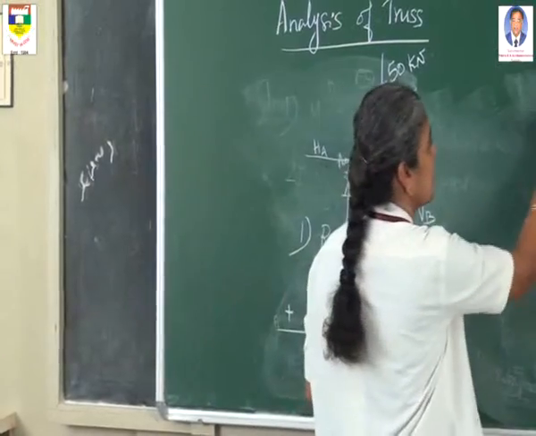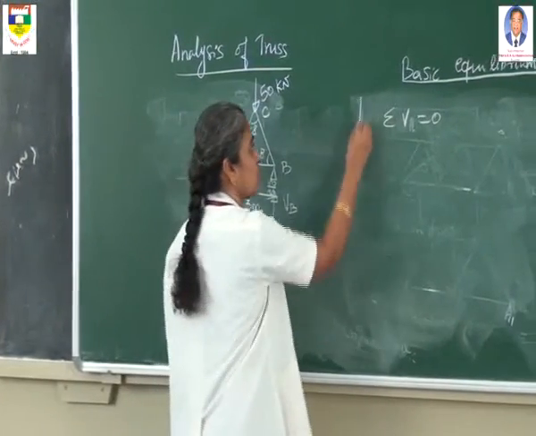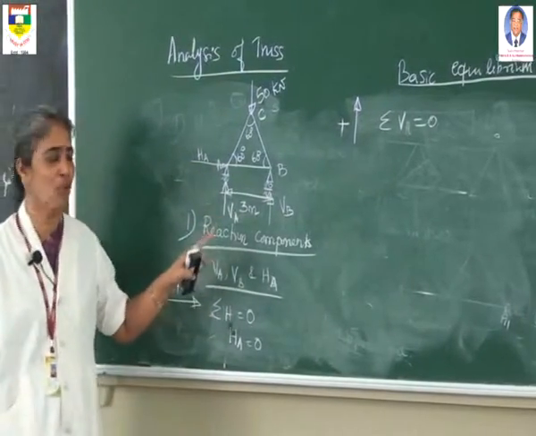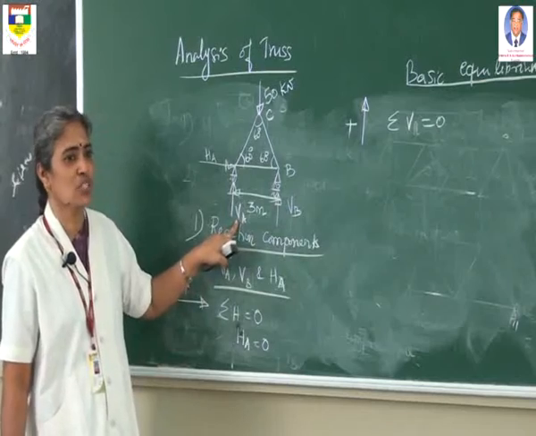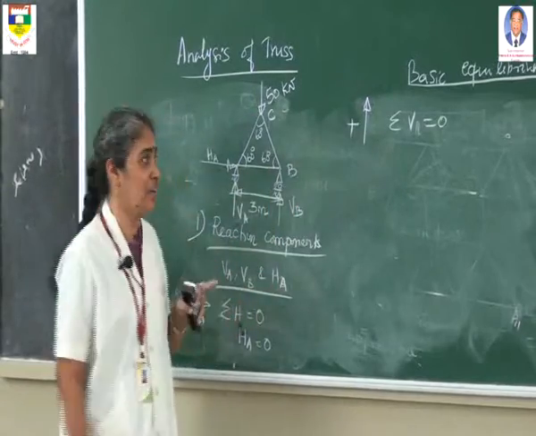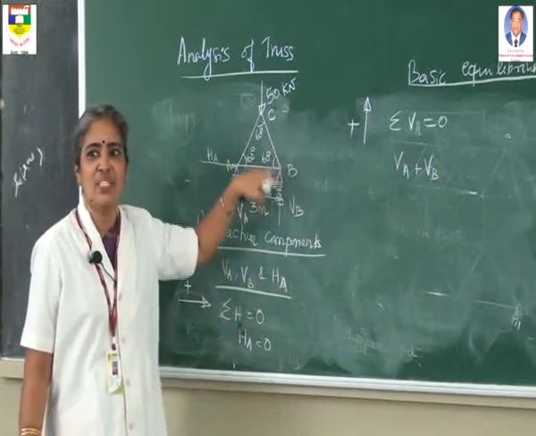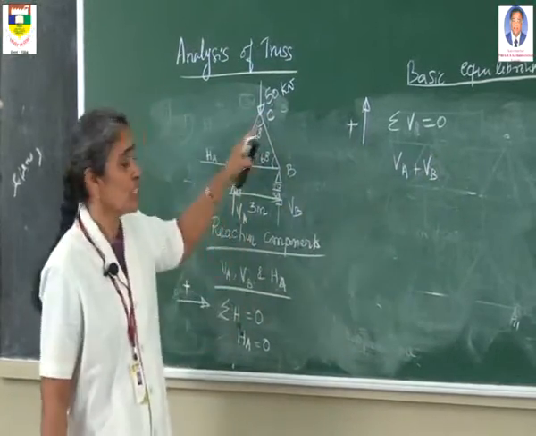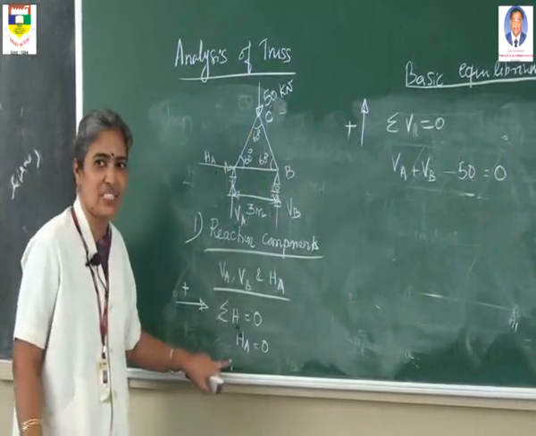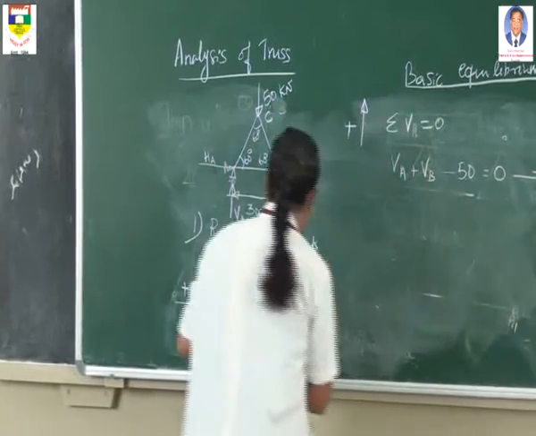Next you apply the second condition, the summation of all the vertical forces equal to 0. For this, I am assuming the sign convention that forces acting in the upward direction are taken as positive. Now I am going to add all the forces in the vertical direction. These two reaction components act vertically in the positive direction, therefore VA plus VB. The next force is an external force acting in the downward direction, therefore I use the sign minus. So VA plus VB minus 50 equal to 0. So we have formed the first equation, HA is 0, and the second equation, VA plus VB minus 50 equal to 0.